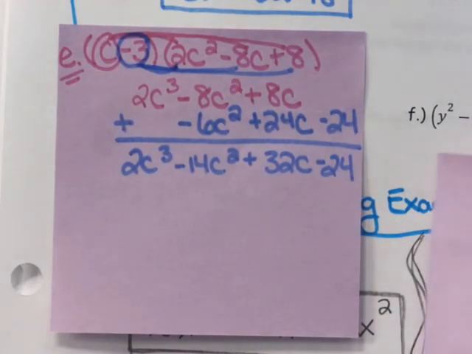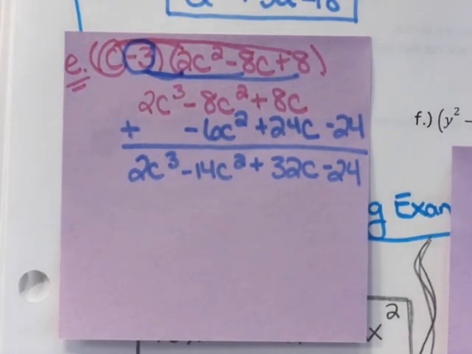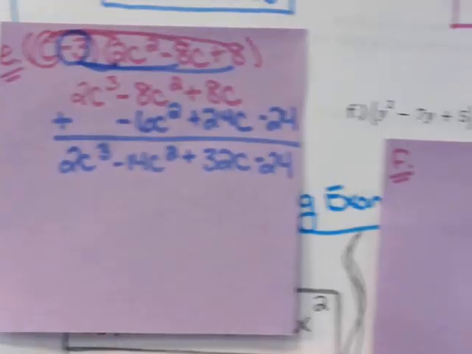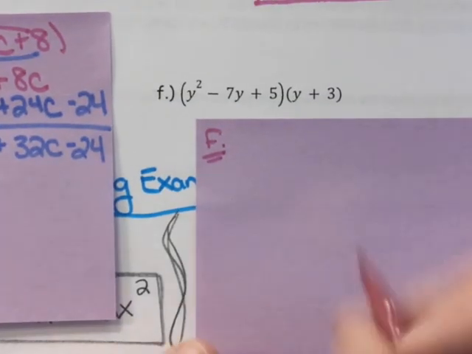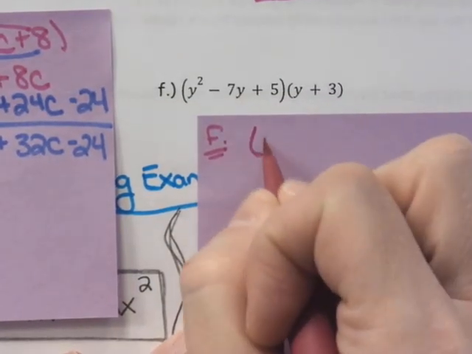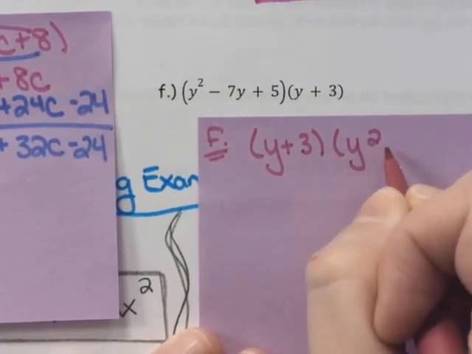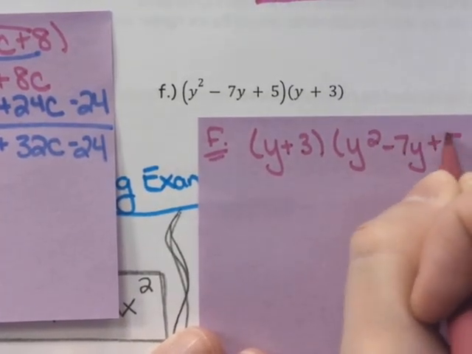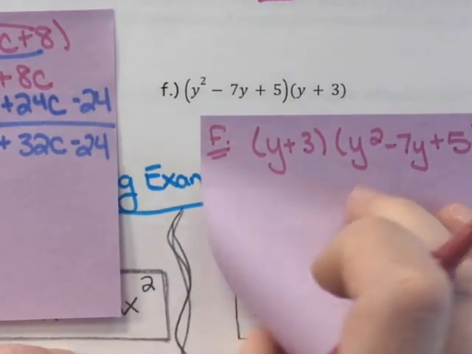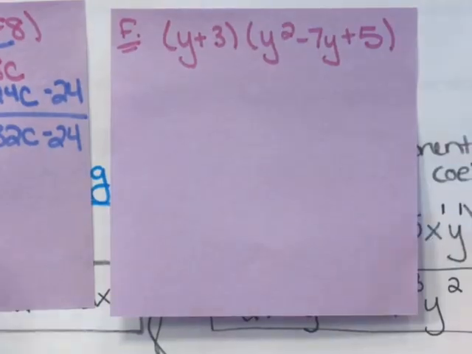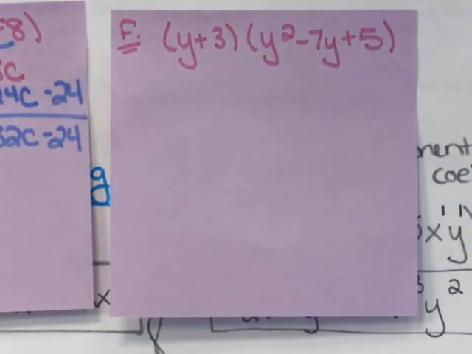Okay, let's do the last one. I'm going to write it down, and hopefully correctly this time. Okay, so part F. I'm going to do the same thing I told you guys last time. I like my small parenthesis first and my bigger parenthesis second. And look at me writing them correctly.